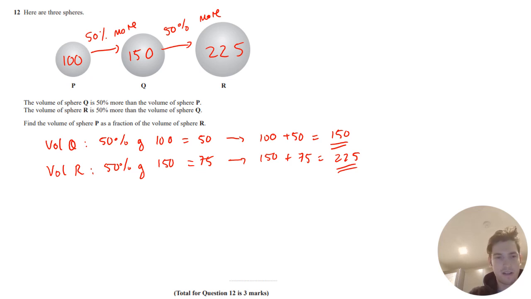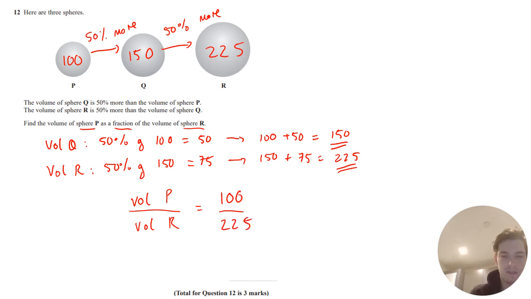So let's go back to the question. Find the volume of sphere P as a fraction of the volume of sphere R. So what does that mean in words? Well, that means the volume of P as a fraction of, so over, volume of R. What was the volume of P? Well, I called it 100, and R was 225. It doesn't tell me to leave my answer in its simplest form, so I can just leave my answer like that, and it is okay.